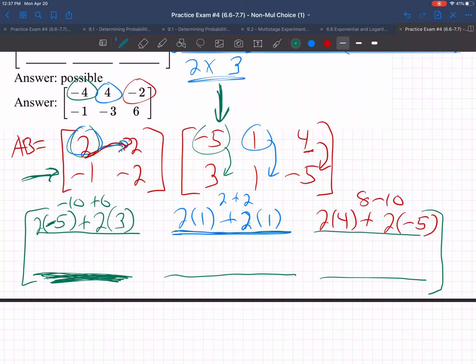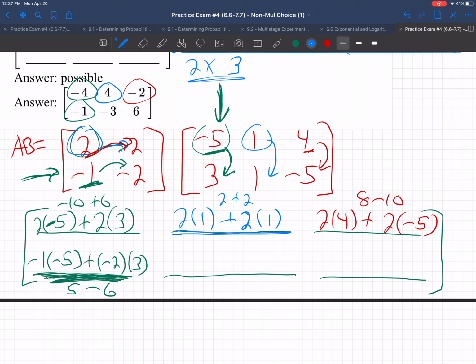So here we go. So it's going to be negative 1 times negative 5. And then we jump across and we jump down. Plus negative 2 times 3. What is that? That's 5 minus 6. Sure enough, negative 1. That's how they got that.